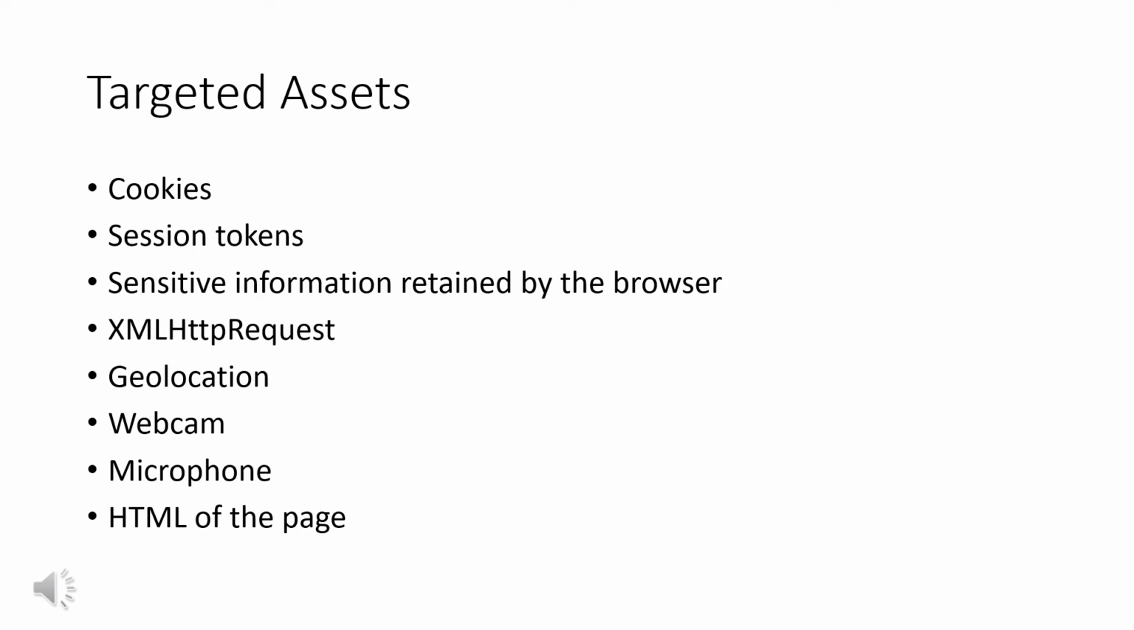From HTML5, we can also gain access to geolocation data, webcam, as well as access the user's microphone. And also, cross-site scripting attacks can target the HTML of the page rather than the victim's information, where the HTML is defaced to produce a wrong version of the website depicting inaccurate information on the website.